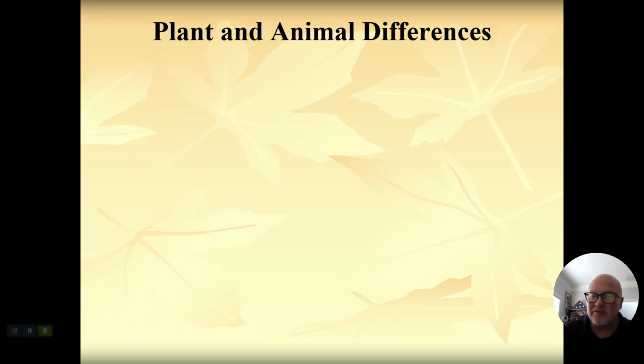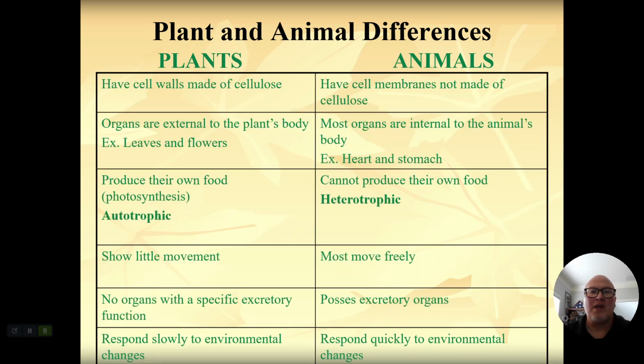Differences between plants and animals. Plants have a cell wall made of cellulose. Animal cells don't have a cell wall at all. Both plants and animals have cell membranes, but animal cells do not have a cell wall. Plants do have organs, leaves and flowers. With an animal, our organs tend to be internal, things like the kidneys, heart, lungs, etc. Plants are autotrophic, they produce their own food. Animals are heterotrophic, they do not produce their own food.